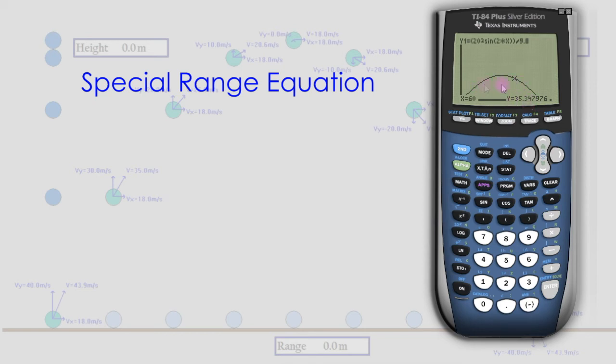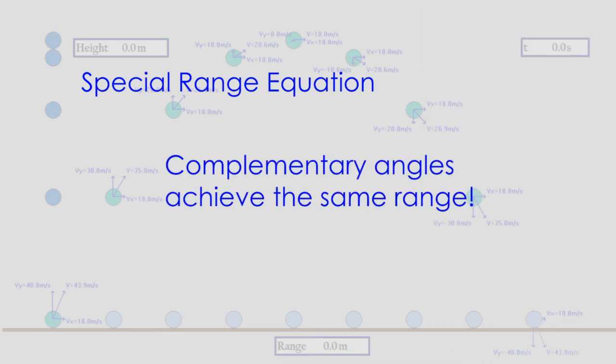Now, it's a graph, and you can see that that should be the case, that basically two values of y for, well, I should say one value of y for two values of angle. The important point is this. They always have to add up to be equal to 90. Okay? That means they have to be complementary angles to achieve the same range.